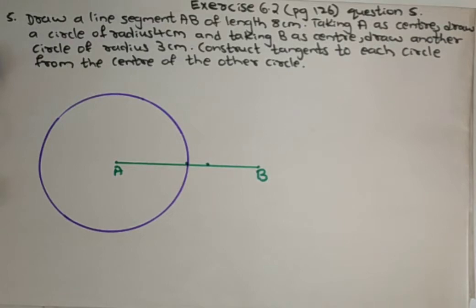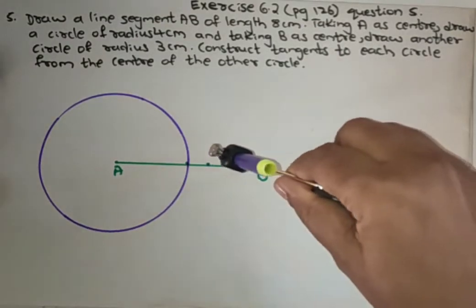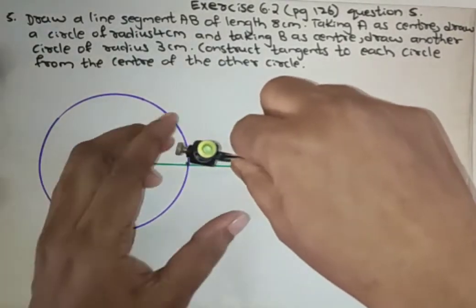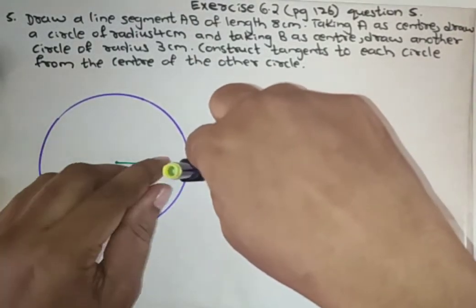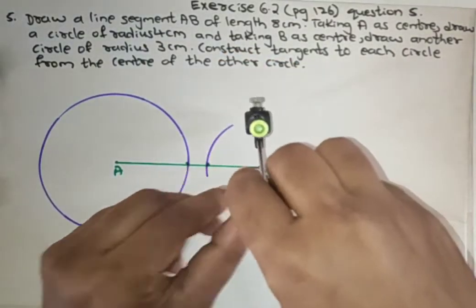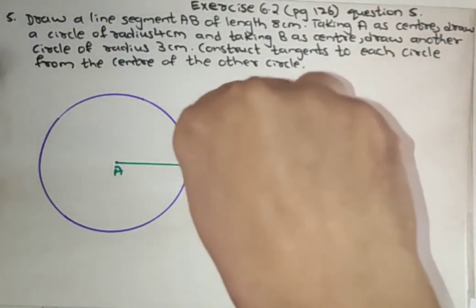Now B as center, we have to draw a 3 cm radius circle. Taking 3 cm radius, we should draw another circle.